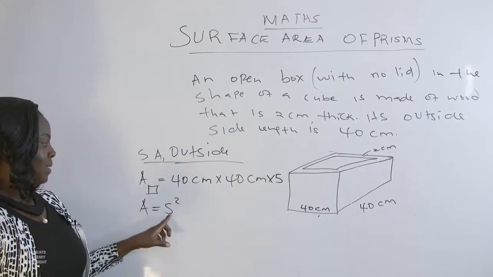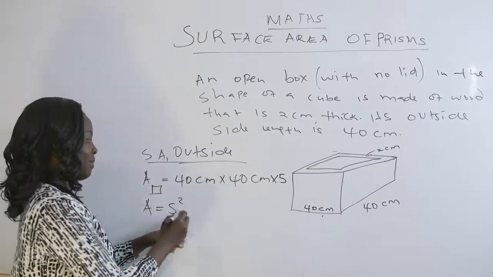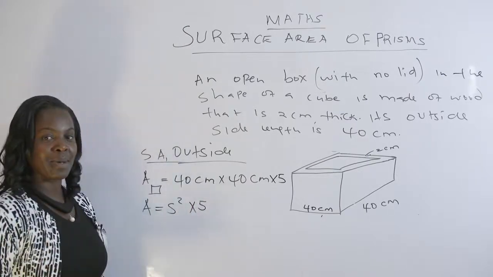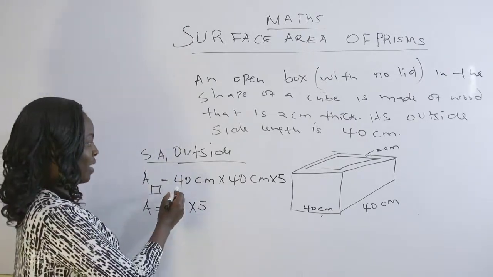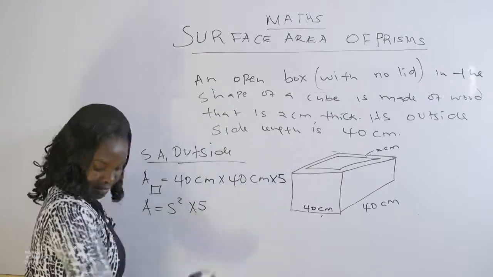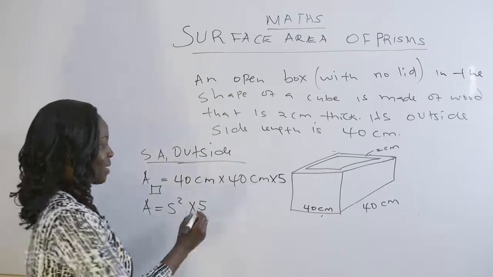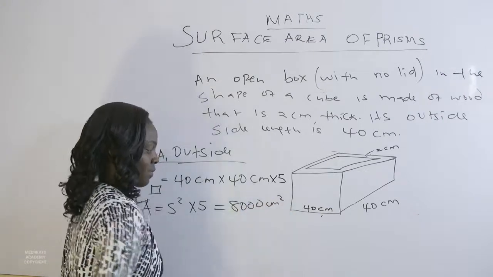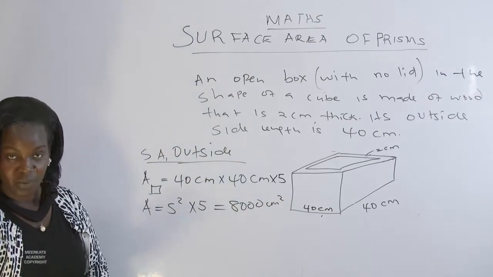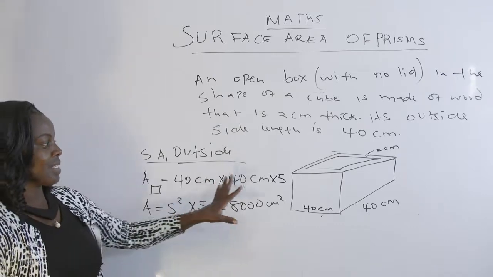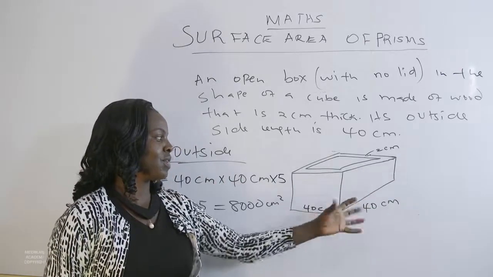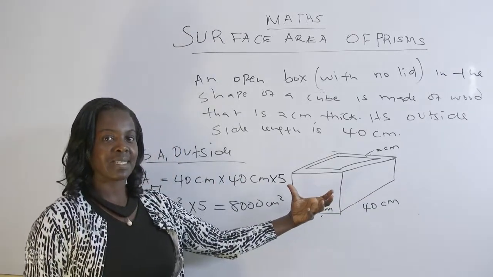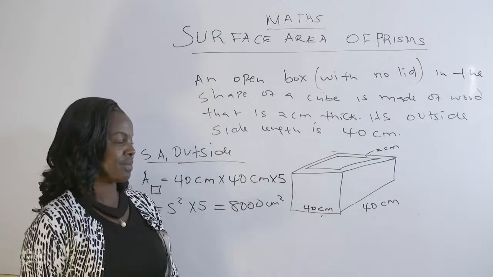So we'll say side squared, because there are 5 of them, we multiply by 5. That is why we have 40 times 40 times 5. If we calculate that, that will be equal to 8,000 square centimeters. That is the area for all the 5 equal faces outside the wooden box.